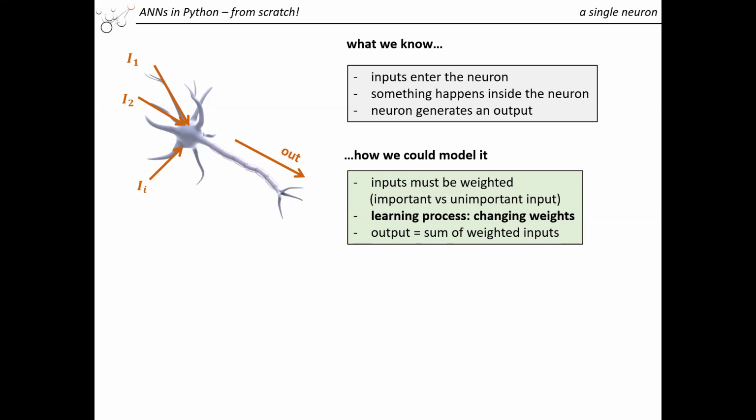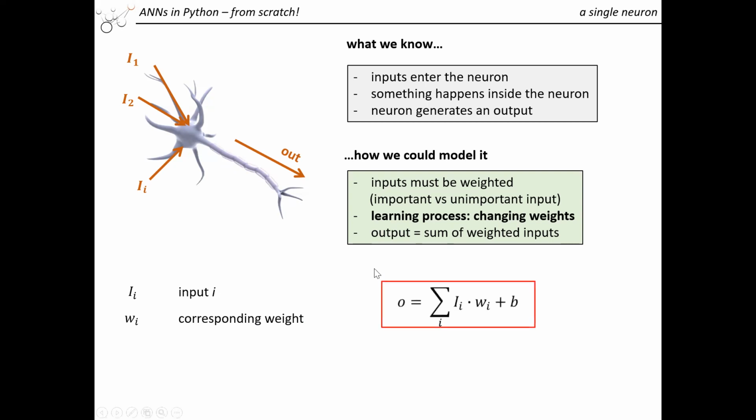And the output, therefore, is something like the sum of the weighted inputs. So that's our concept, first of all. And now we have to turn this into an equation at the end because we want to write a code. So we have our inputs, I, and then we have our corresponding weights, W. And every input has to be weighted with this weight, so multiplied by this weight. And then we just sum up the result. So we have an equation that looks like this.